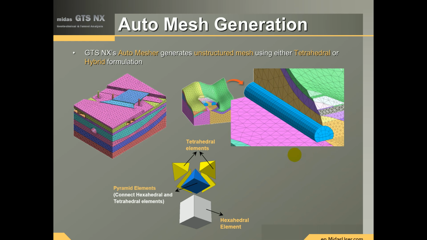So let's look at the auto mesh generation. You can generate mesh automatically for any complex geometry, including intersecting volumes, using the auto mesh feature. You can either use tetrahedral elements, or, for smoother calculation of stress and pore water pressures at nodal points, you can generate combinations of elements in your model using hexahedral, pentahedral and tetrahedral elements. You can use either linear or quadratic elements as well, as you can see.